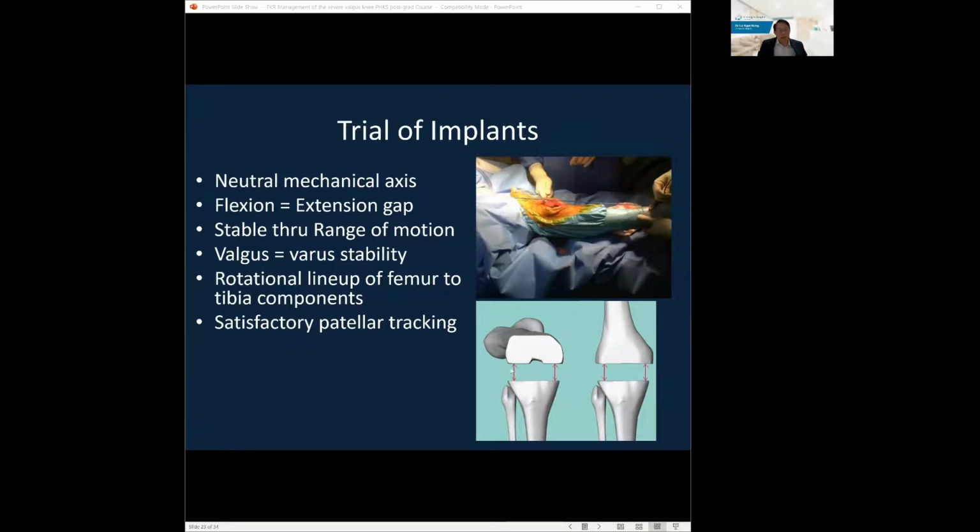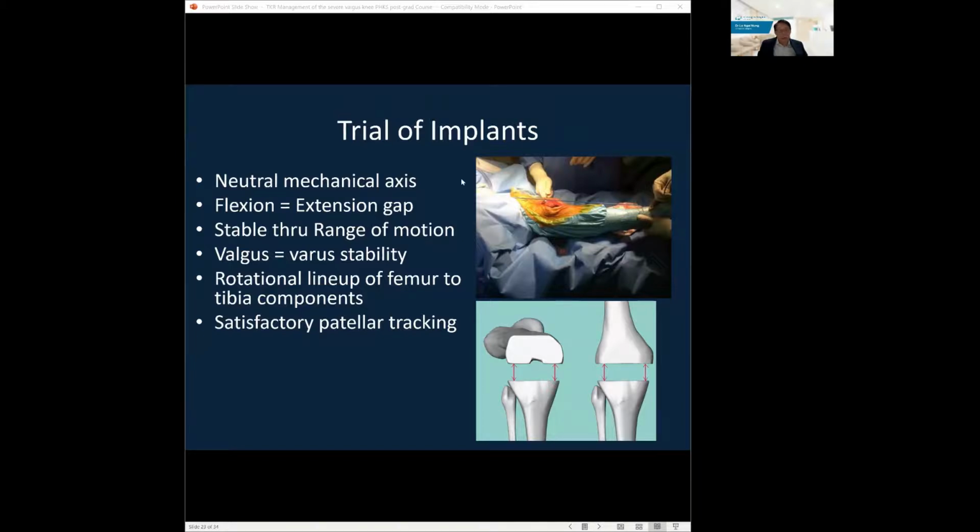At the end of the day, we should end up with rectangular extension gaps with the lateral soft tissue balanced to the medial soft tissue. And then in 90 degrees flexion, we should again have a rectangular flexion gap with the lateral soft tissues balanced to the medial soft tissues.